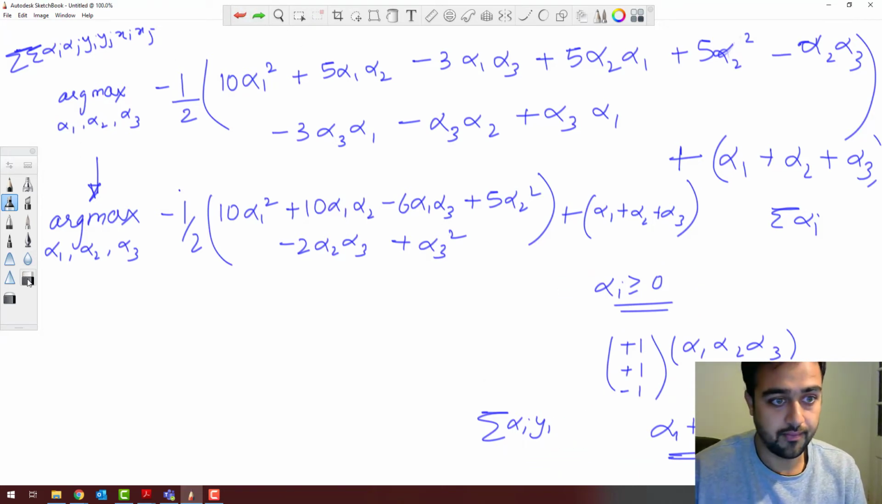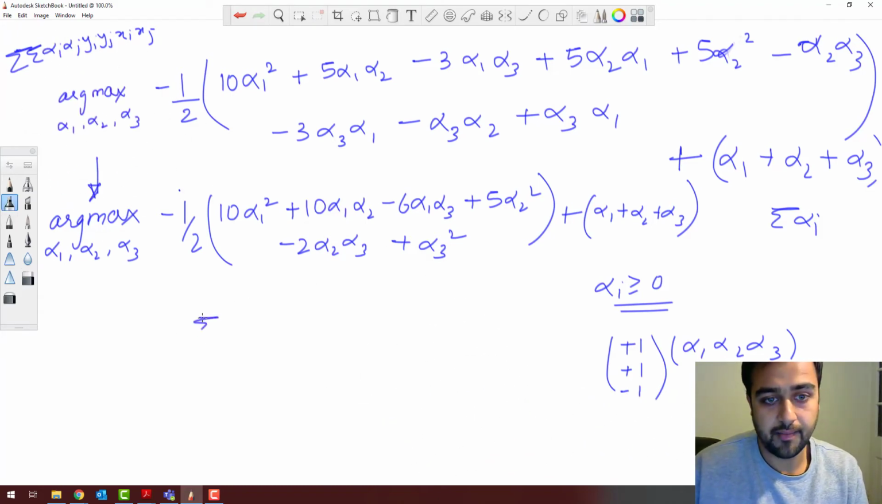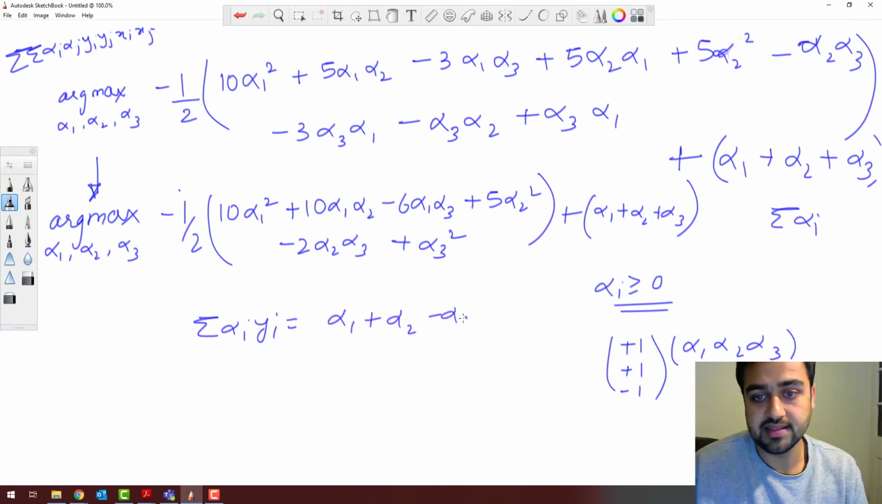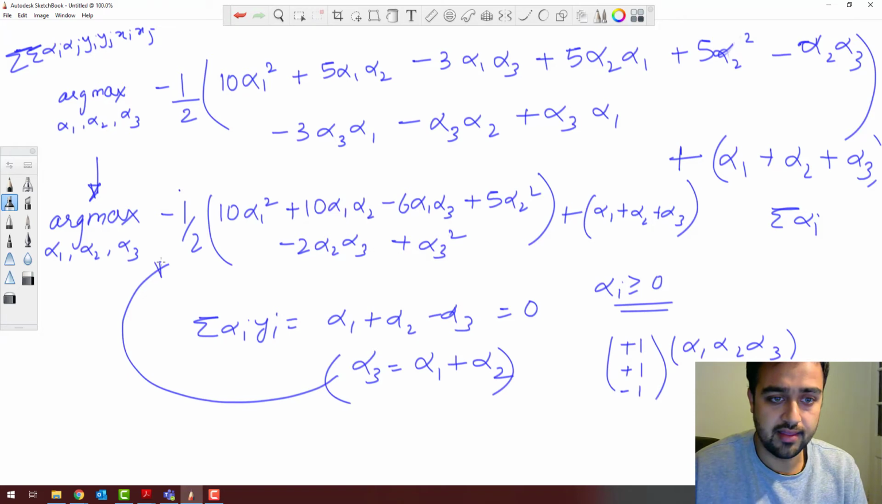I will just write it again. So sigma of alpha i yi becomes alpha 1 plus alpha 2 minus alpha 3, which should be equal to 0. This leads to alpha 3 equals alpha 1 plus alpha 2, right? Replacing the value of alpha 3 back in this system of equations, right? Replacing alpha 3 by alpha 1 plus alpha 2, we get left with, I'll just write it down directly. You guys can do it on a copy, pen and paper.